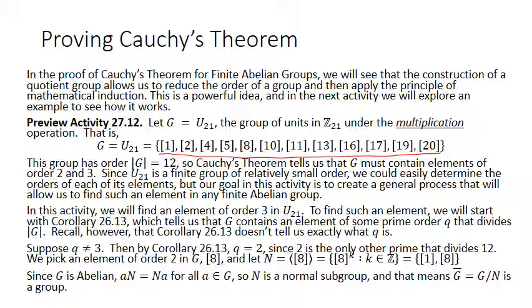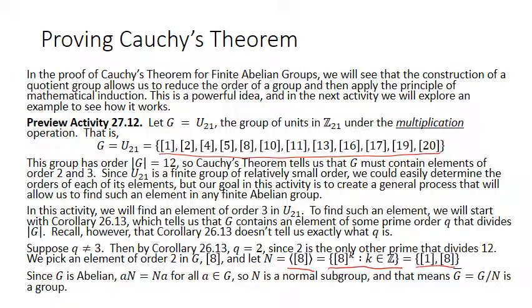So we'll pick an element of order 2 in G. 8, for example, is an element of order 2. And then we're going to let N be the subgroup generated by that element, 8. Remember that the subgroup generated by an element is denoted with the angle brackets, and it is just all of the integer powers of that element. In this case, it's only 1 and 8. For example, when you do 8 squared, you get 64, and 64 mod 21 brings you back down to 1. So you only get 1 and 8 in that group.